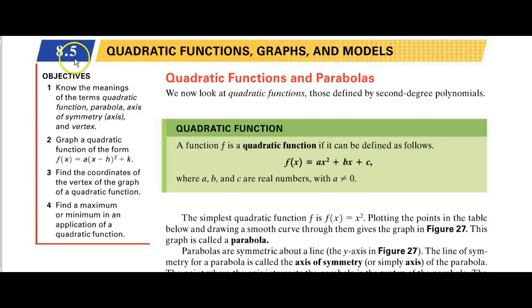We don't do topic 5 of chapter 8, but I think it might be useful as a little background as we go on to topic 6, which we do cover. Now, in topic 5, we deal with what are called quadratic functions, graphs, and models. And the interesting thing is, in the previous section, we went over linear graphing, in which they were straight lines.